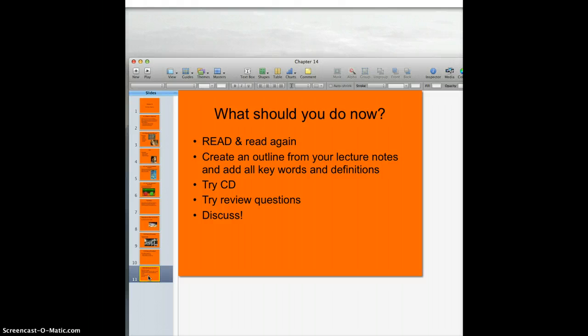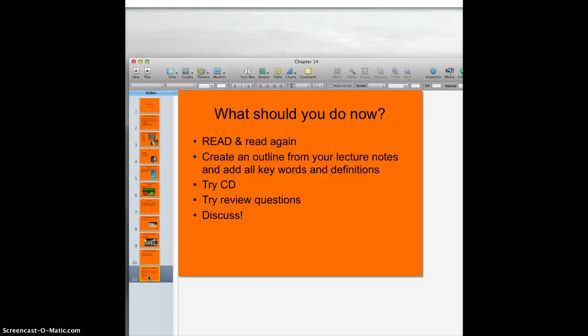All right, so what should you do now? What you should do is read and read again, chapter. Create an outline from your lecture notes. I would add all keywords and definitions from the chapter into your notes. Not a bad idea. If you have the CD in the back of your book, you really should put it into a computer and give some activities and things a try. You should try review questions at the back of the chapter. Talk to each other. It's probably the most important thing. Ask each other questions. It's actually not a bad idea, little review hint.